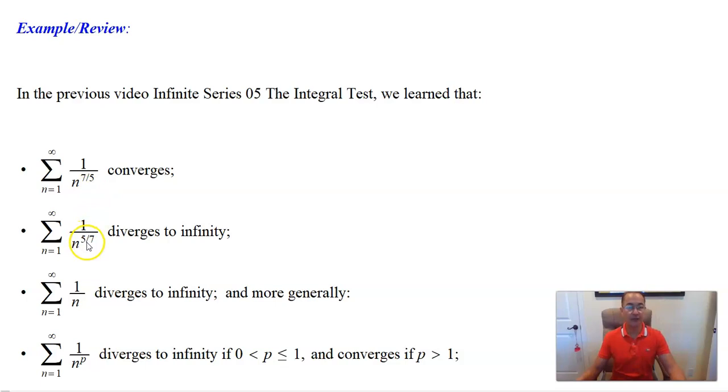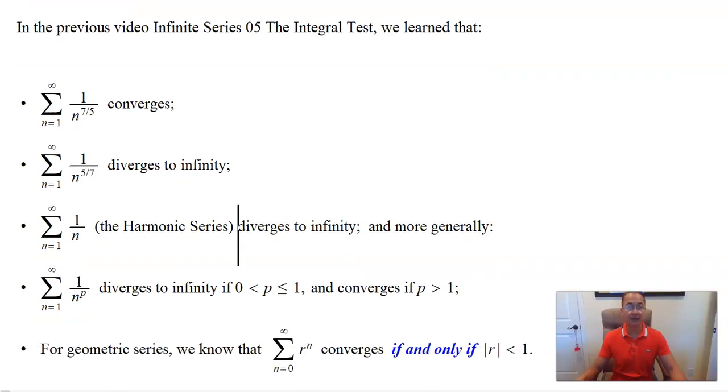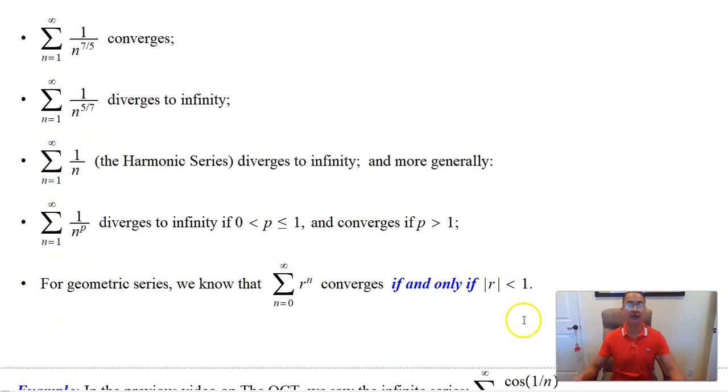If the exponent is between 0 and 1, like the summation of 1 over n to the 5/7, this series diverges to infinity. If the exponent is exactly equal to 1, and by the way, this has a name, it's called the harmonic series, it diverges to infinity. In this case, the integral is not based on the power rule, but rather is the logarithm. We also saw that for a geometric series, in an earlier video, the geometric series converges if and only if the common ratio r is less than 1 in absolute value.